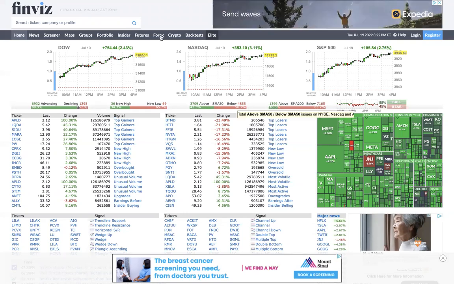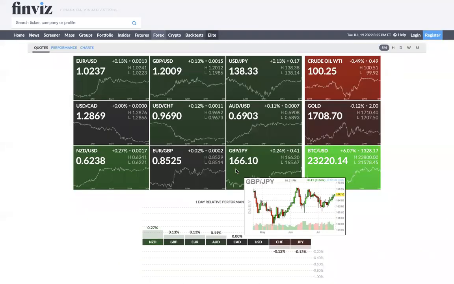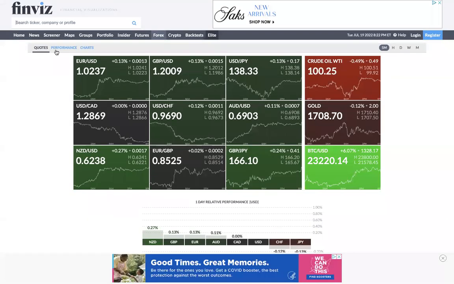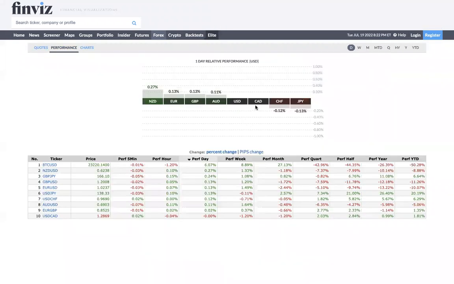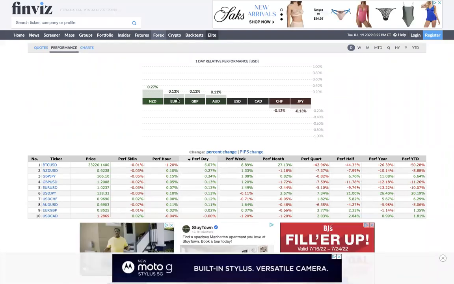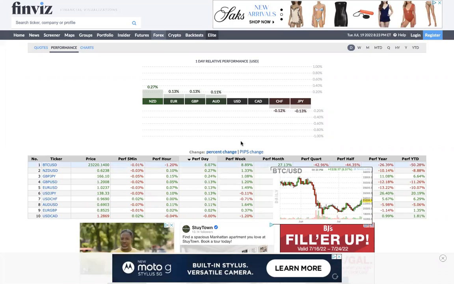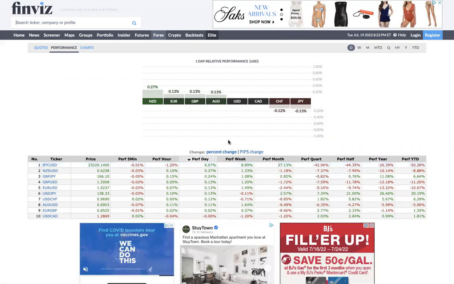So you come here, of course you would click Forex because that's what we're working on. Close that ad, right? And then you're going to see these things over here on the left. You're going to see quotes, performance, and charts. You want to click performance. And this is just showing you how things are performing against the US dollar, right? So if I want to do Euro USD, of course, I'm going to look at Euro. And just by looking at this, would you say that Euro USD is on an uptrend or a downtrend? What would you guys say by looking at this simple visualization?